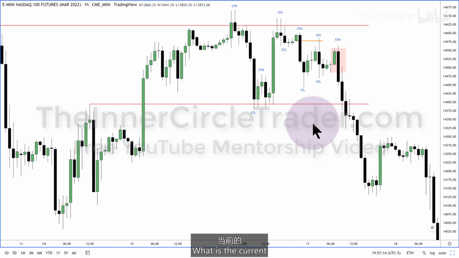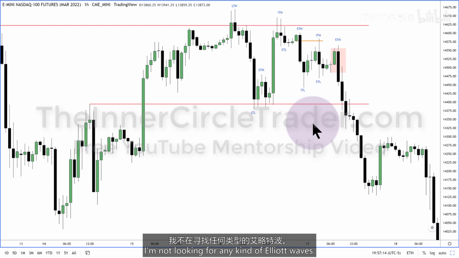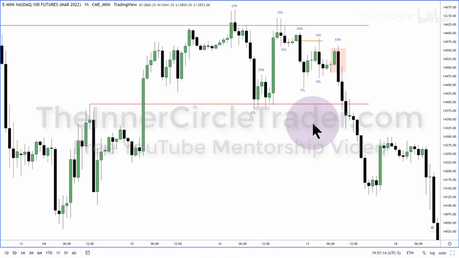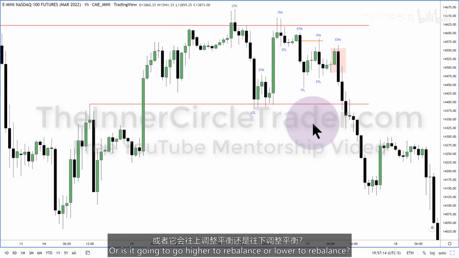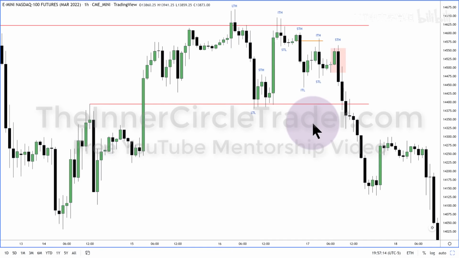What is the current market narrative? What is it likely to be doing right now? I don't care about patterns in price action. I don't care about anything harmonic. I'm not looking for any kind of Elliott waves. I'm not looking for any kind of ratio idea. I'm not looking for anything that you can attribute to a retail mindset. Nothing except for those two questions. Is it likely to go up for stops or go down for stops? Or is it going to go higher to rebalance or lower to rebalance?